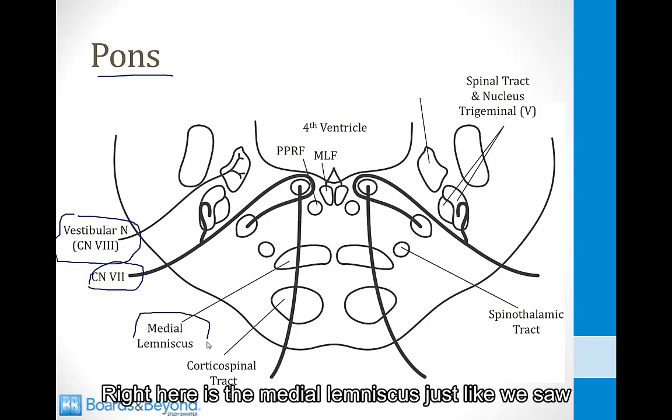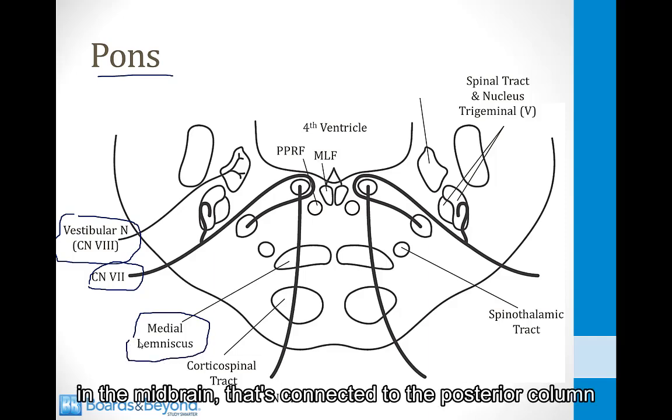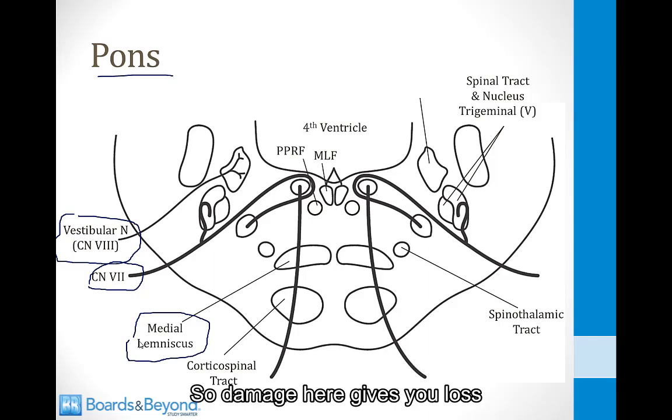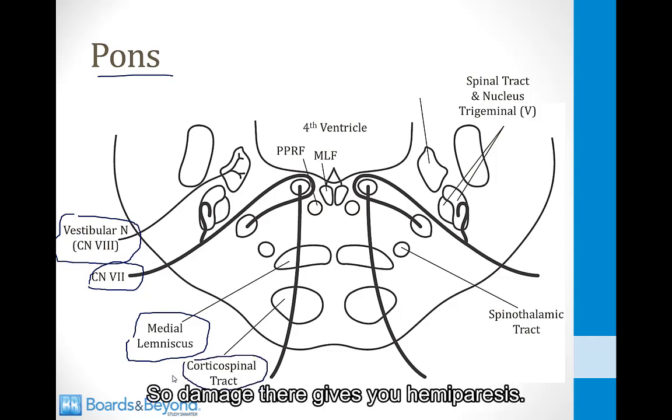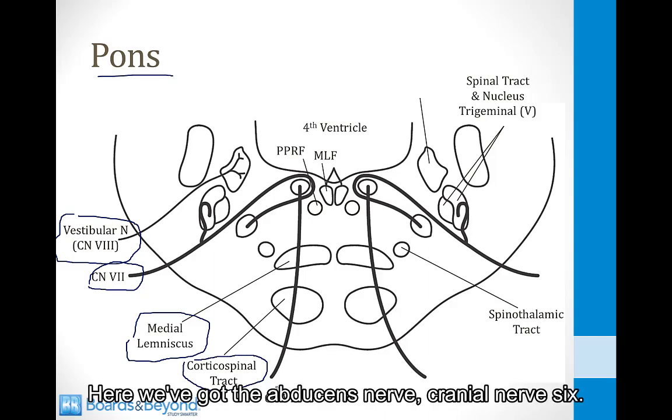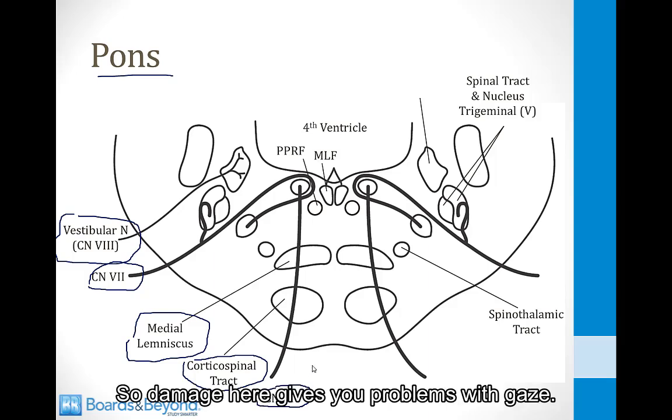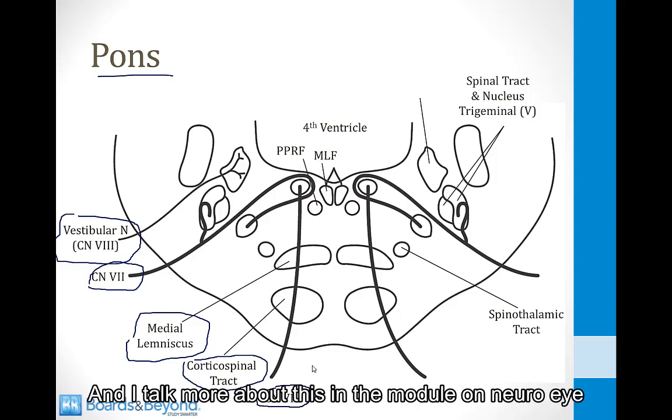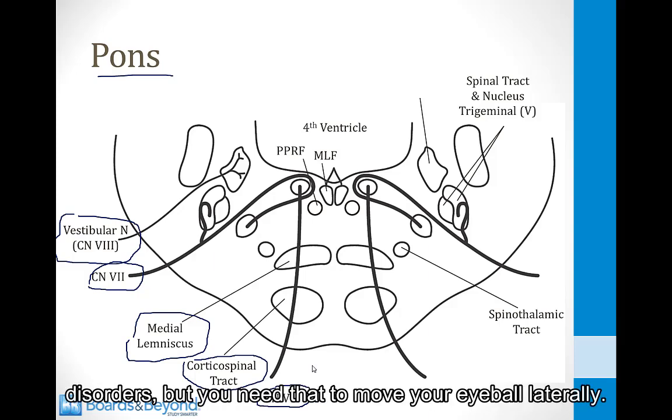Right here is the medial lemniscus, just like we saw in the midbrain. That's connected to the posterior column of the spinal cord. So damage here gives you loss of proprioception and vibration. The corticospinal tract is here running against the midline, so damage there gives you hemiparesis. Here we've got the abducens nerve, cranial nerve 6. So damage here gives you problems with gaze, and I talk more about this in the module on neuro-eye disorders, but you need that to move your eyeball laterally.